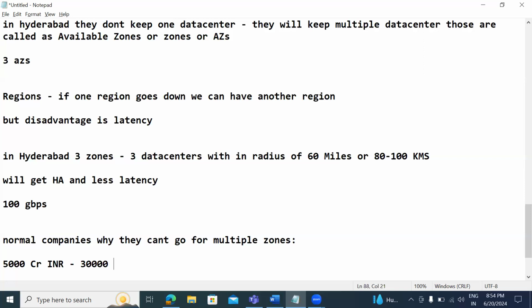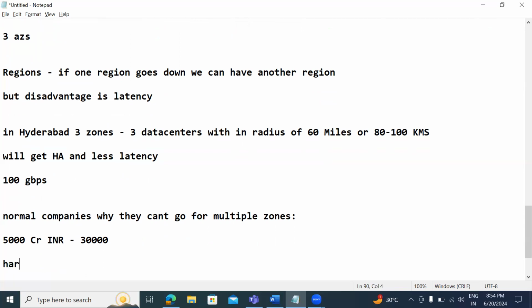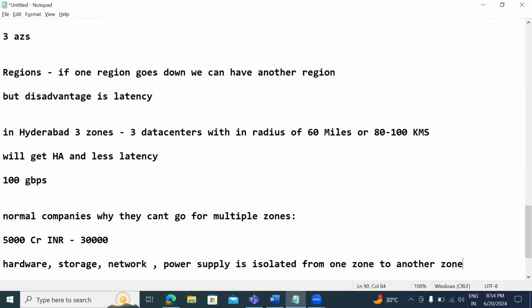What is the advantage they're going to get? Even if one zone goes down, the solution is highly available from another zone. And are we getting latency or not? Yes, we are getting very little latency. Hardware, storage, network and power source are isolated from one zone to another zone.